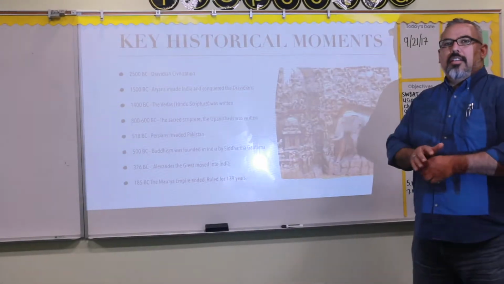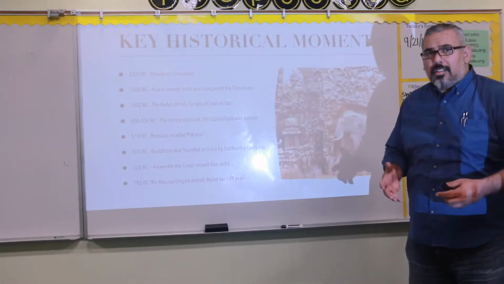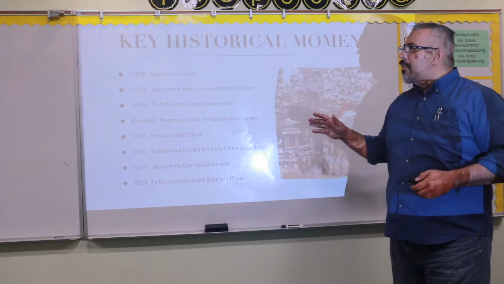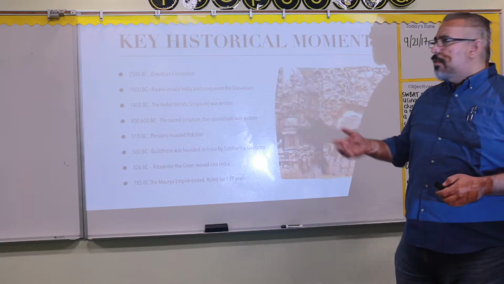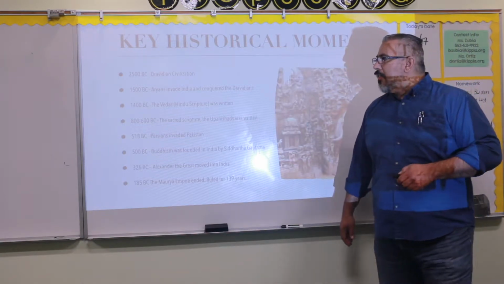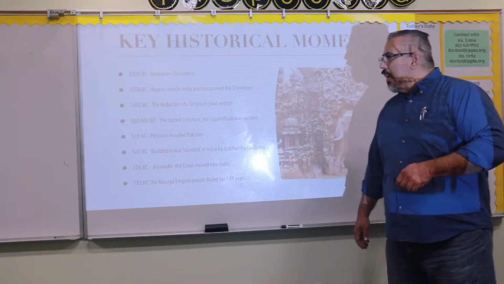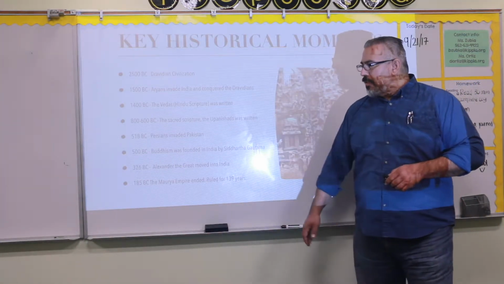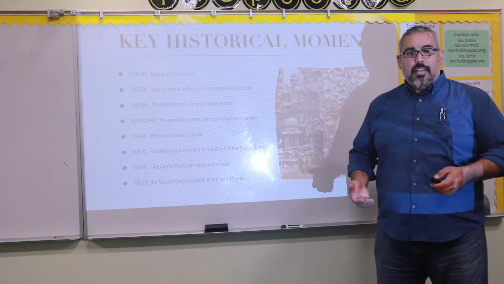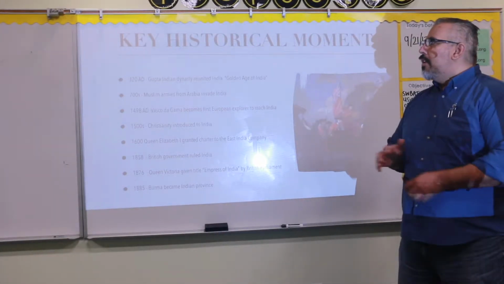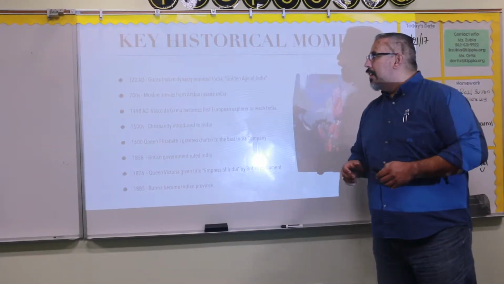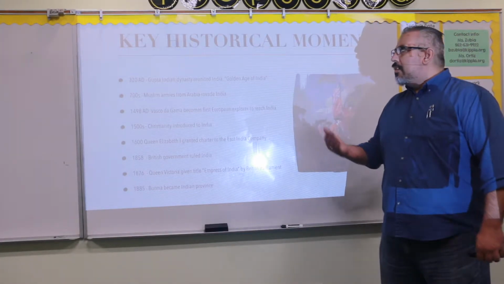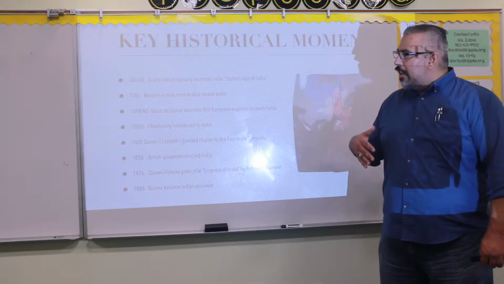In this part, we'll be talking about the key history moments in India. There's a lot, so I'm only going to touch on a couple on this slide. The big ones are 2500 BC, when the Dravidian civilization was established, and in 1400, the Vedas, the Hindu scripture, were written. In 518 BC, Persians invaded Pakistan, and in 326 BC, Alexander the Great moved into India. Then in 320 AD, the Gupta dynasty reunited India, called the Golden Age of India. In the 700s, Muslim armies came from Arabia and invaded India.